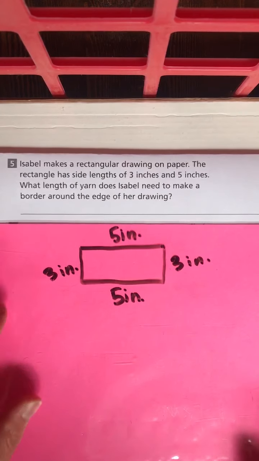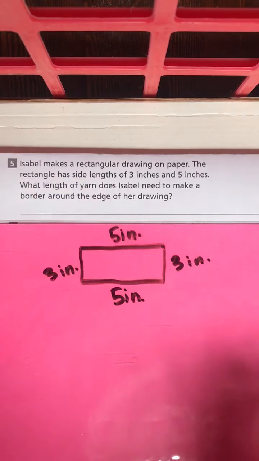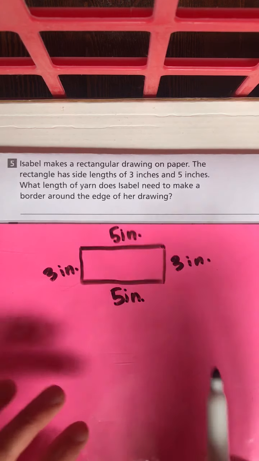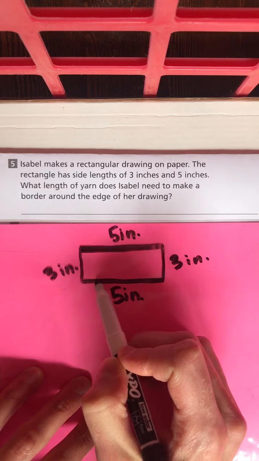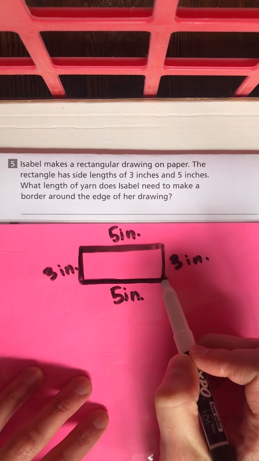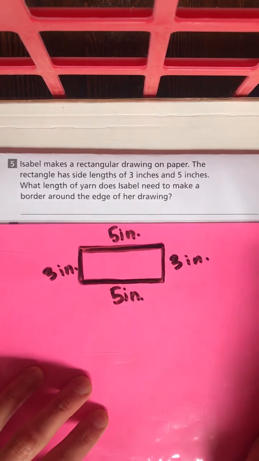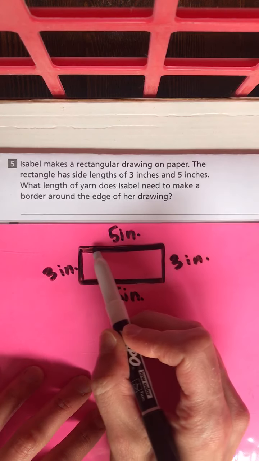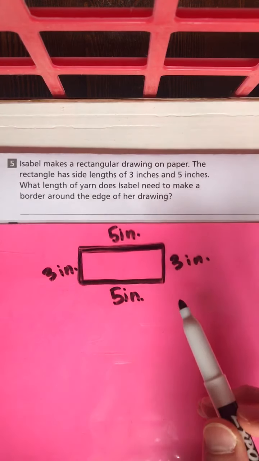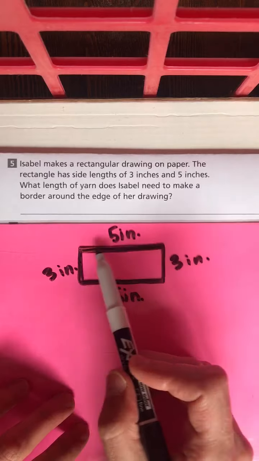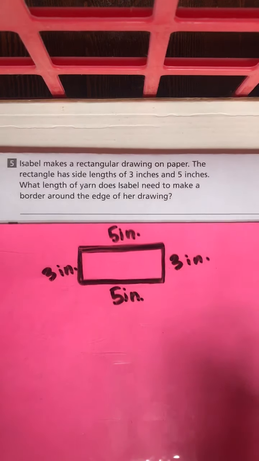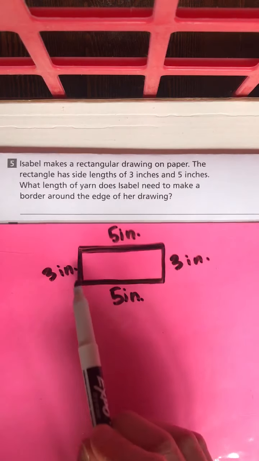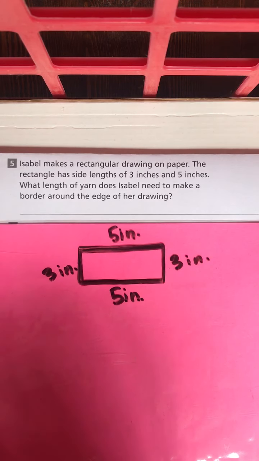Okay? We want to know what length of yarn does Isabel need to make a border around the edge of her drawing. So a border is something that would go around the outside of the shape. So really what they're asking us to find is the perimeter of the shape so that she knows how much yarn she would need to put around the border, or the perimeter, of the shape. So friends, I'd like you to pause the video, find the perimeter, and press play when you're ready.